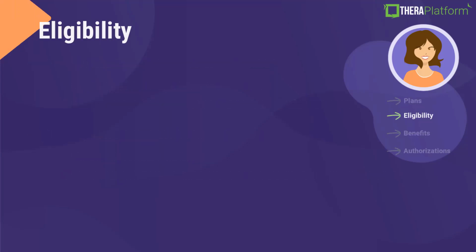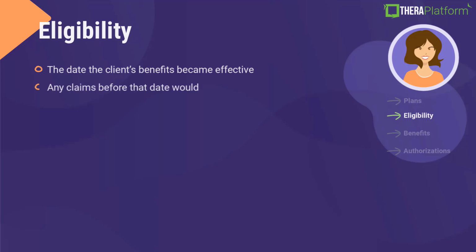Another thing you should check before submitting claims is your client's eligibility. So eligibility refers to the date the client's benefits become effective. So any claims before that date would not be eligible for payment. You basically wouldn't get paid for the service. Eligibility is sometimes found on the client's card. However, if they have an old card, the information may not be correct.